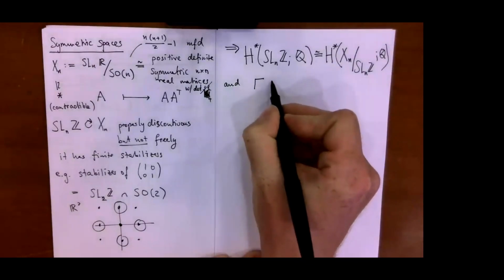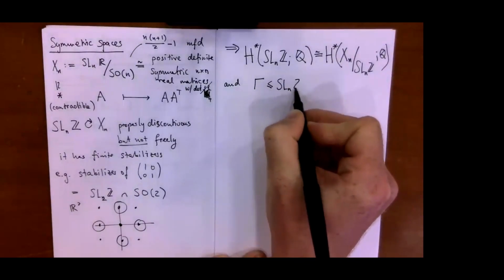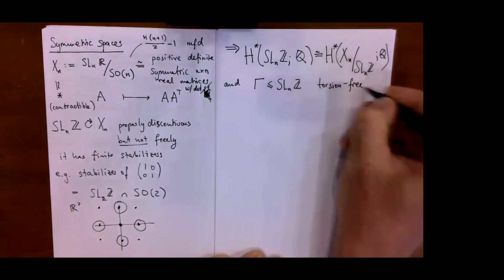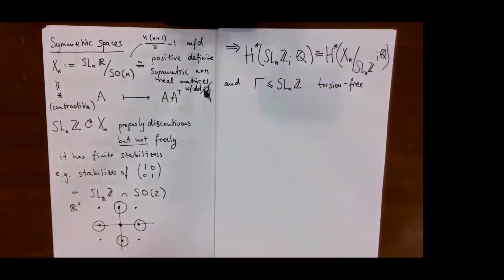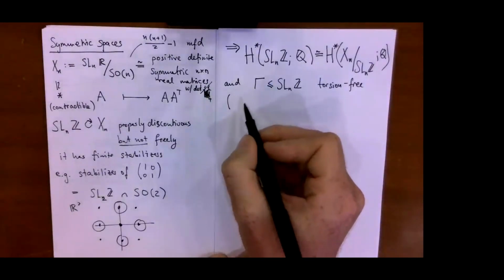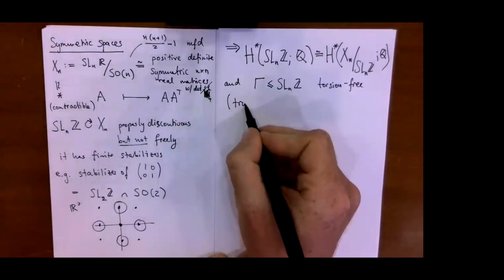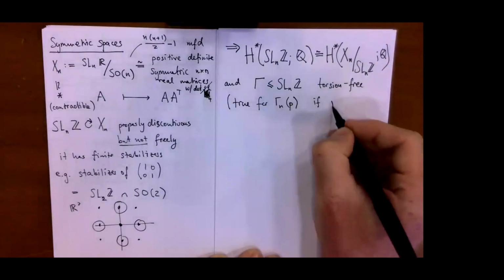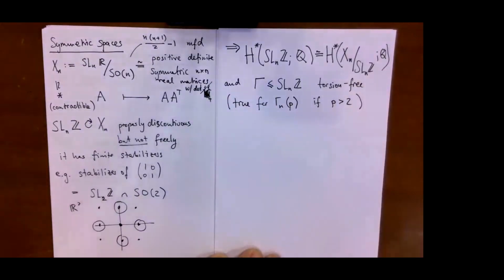And if I have a subgroup of SL_n(Z) that is torsion free, so there's no element that if you multiply it with itself finitely many times is one. For example, I mean, we've seen some examples of elements that do that. But this is in particular true for all of these congruence subgroups as long as we take a prime bigger than 2.